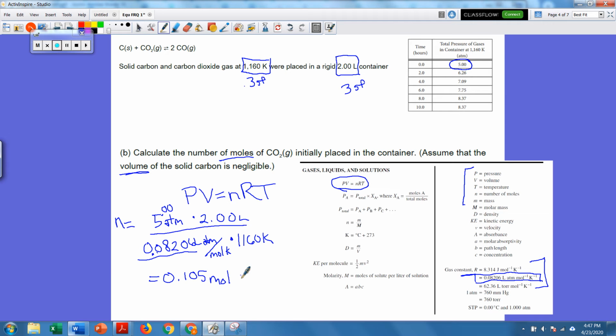Even more specifically, you could put moles of CO2. I don't think that's necessary. As long as you indicate that you know that this is in moles, you're fine. And if you write out the word moles, that's also fine. MOL is the traditional abbreviation for that. Okay, so that is the answer to letter B.